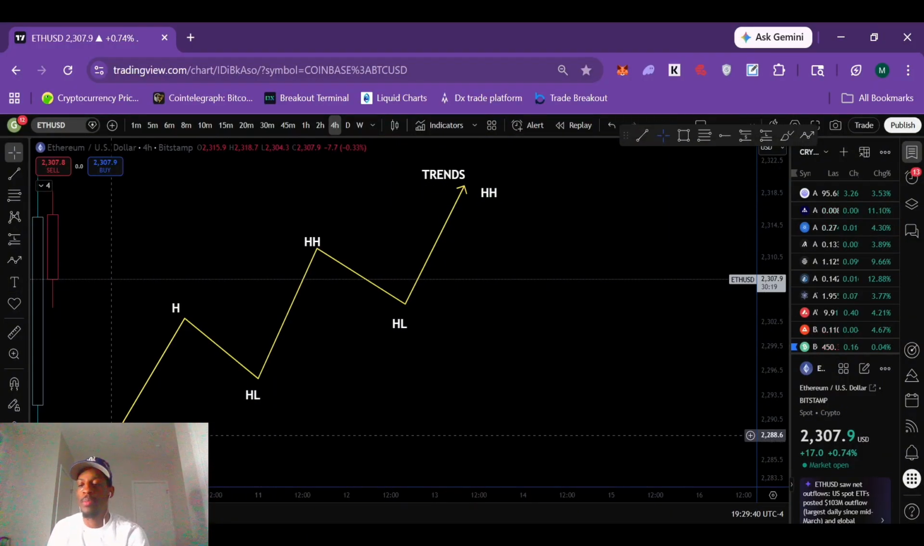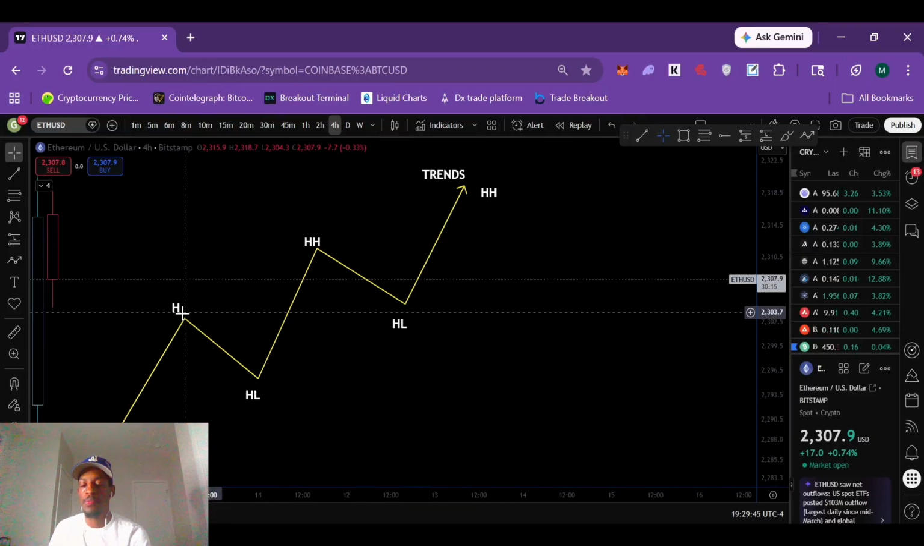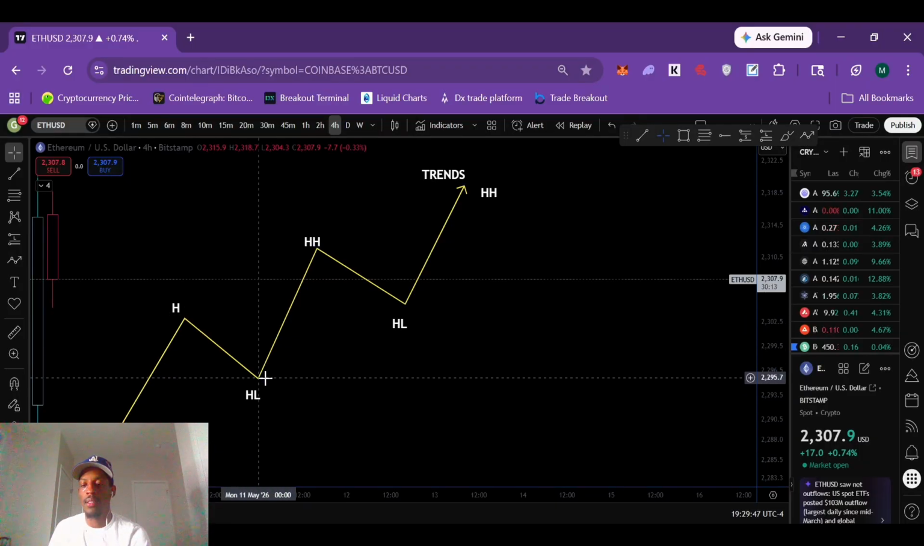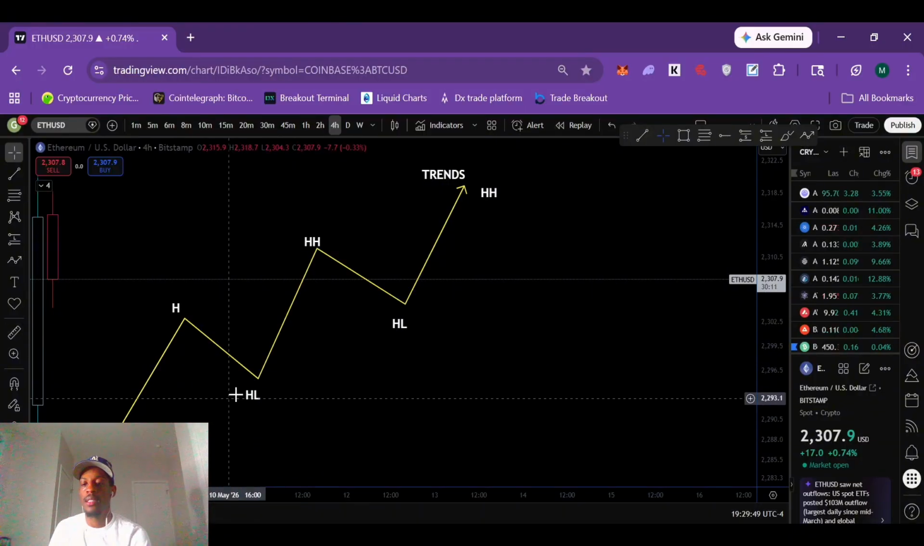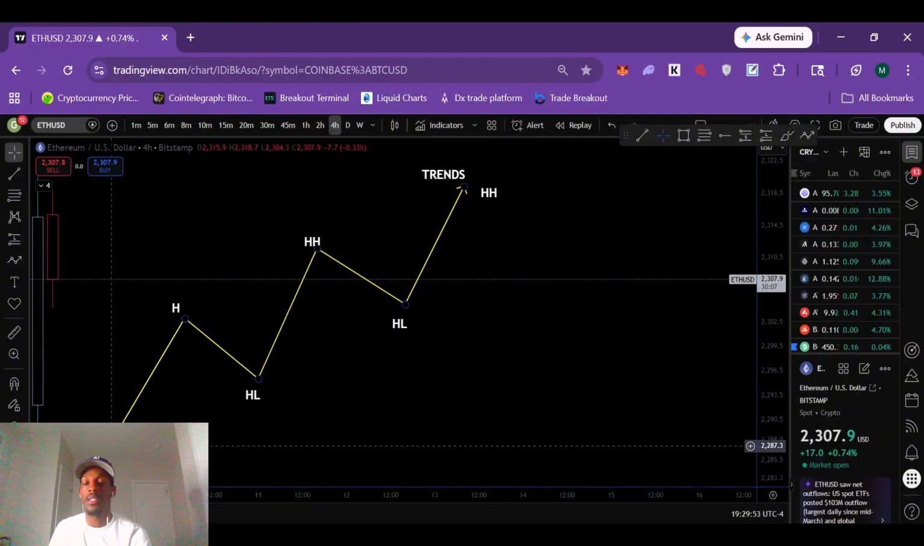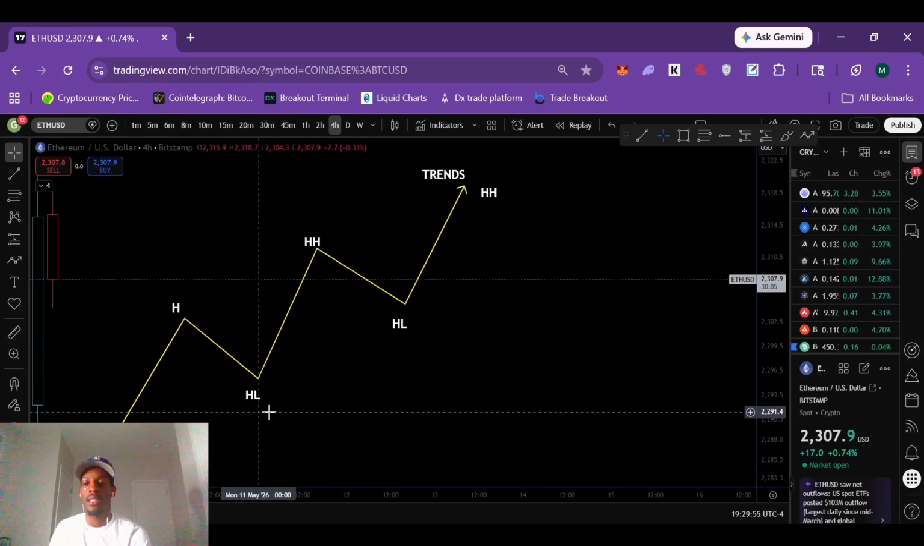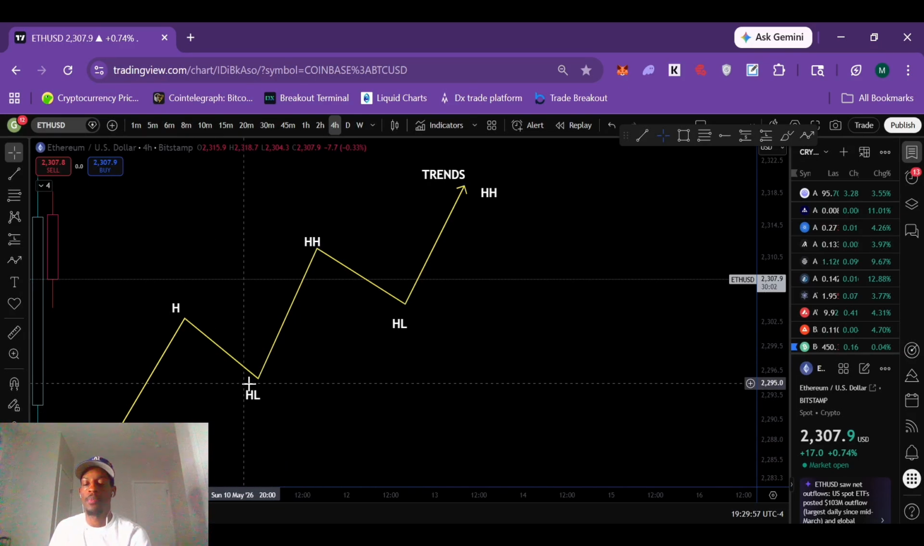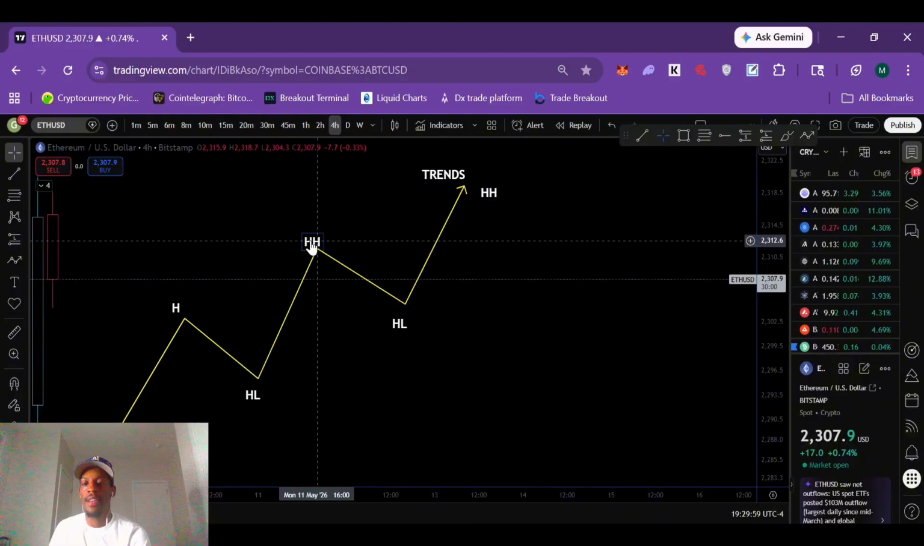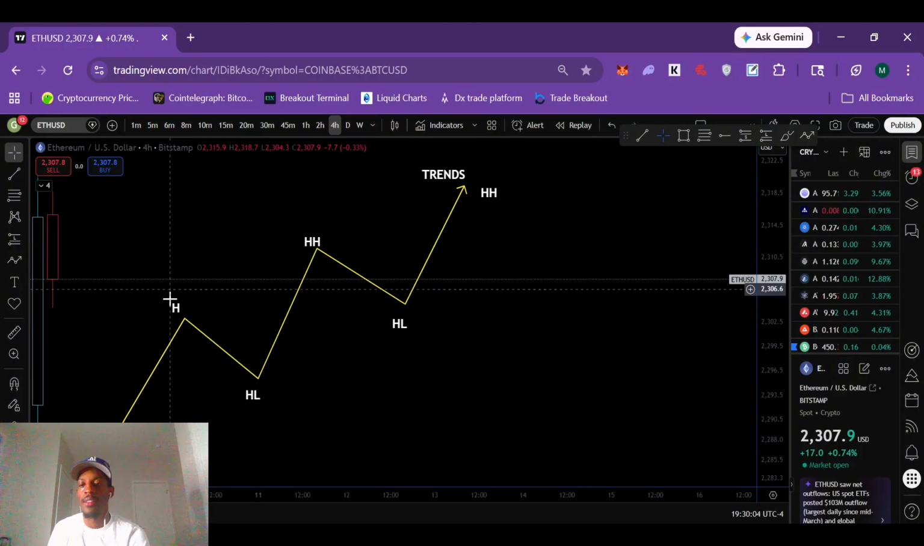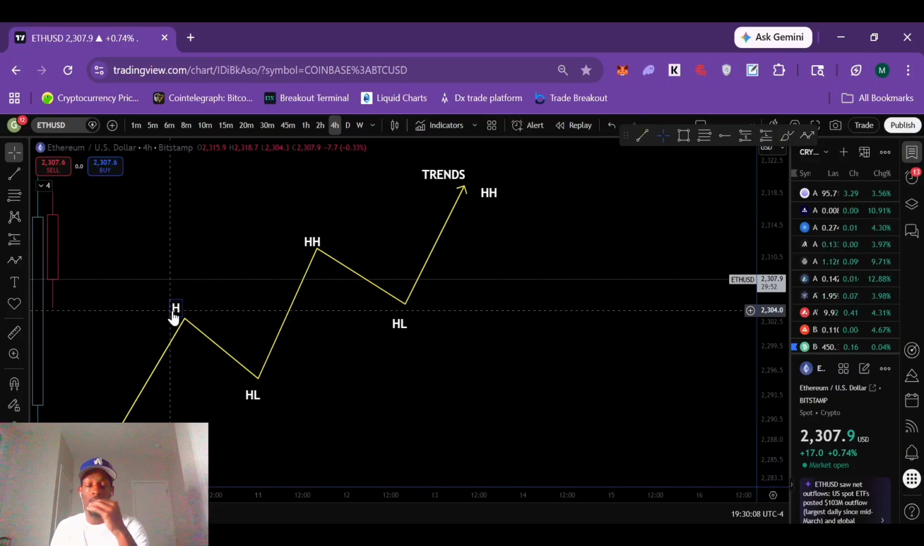So we have this beginning point here, which is our low. Then, like I said, the market pushed up, and then it pulled back. What I want you to notice is this low is higher than this previous low, right? So that is why this is considered a higher low. Now we have a higher high, and the reason it's called a higher high is because it's higher than this previous high here, right?